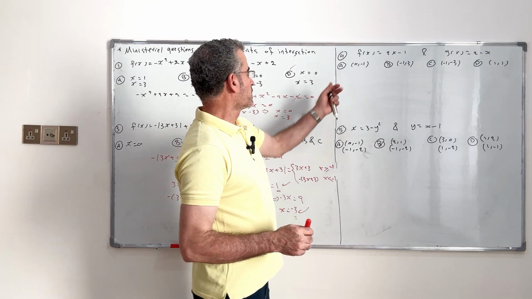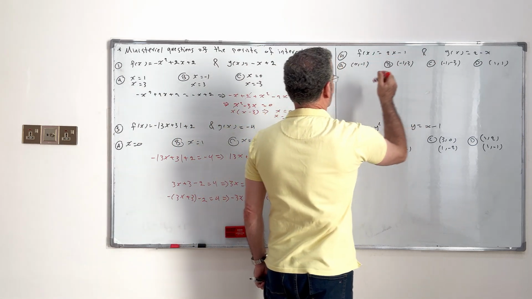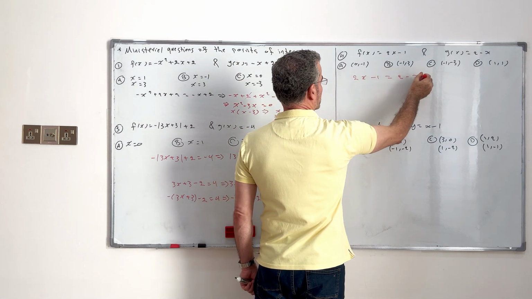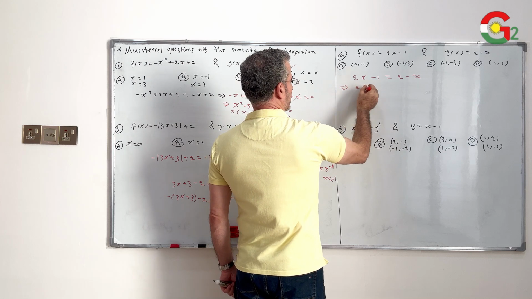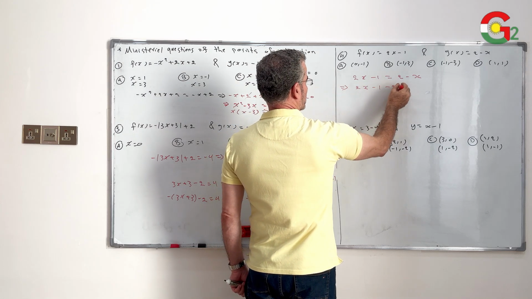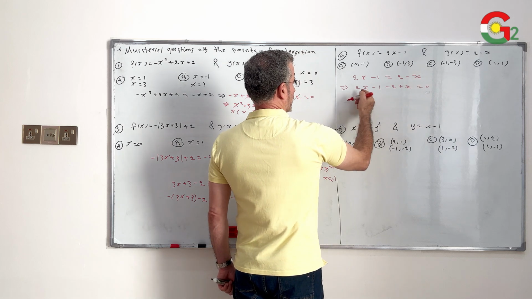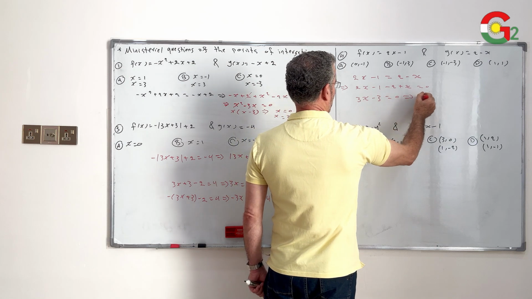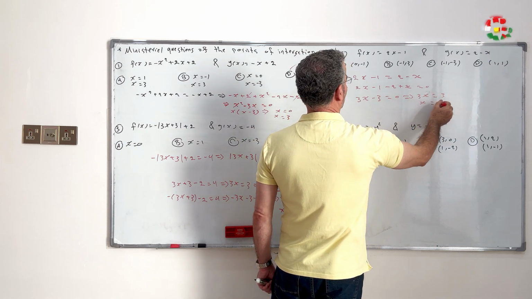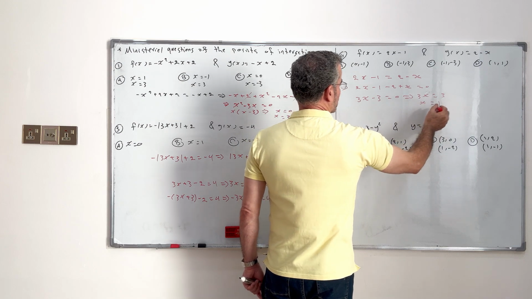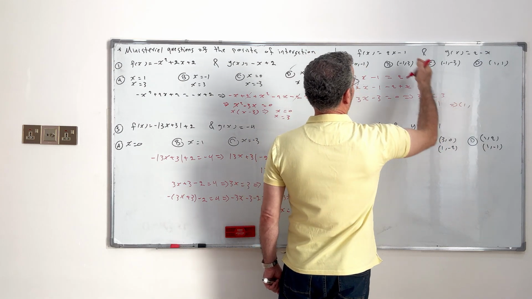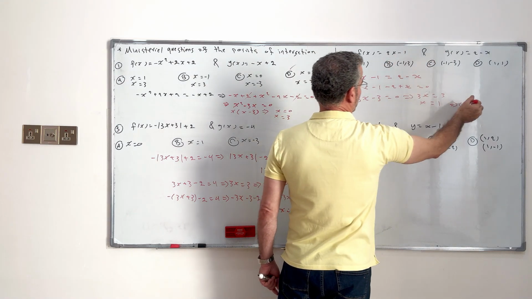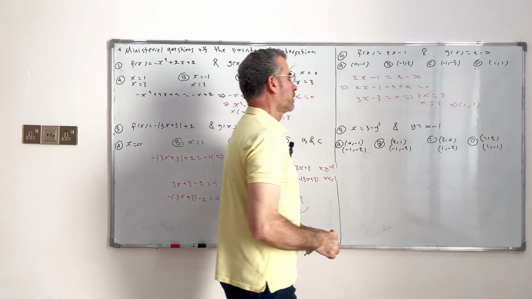Example or question number 4, find the intersection point of these two graphs. Two linear graphs, it is easy. 2x minus 1 equal to 2 minus x. Take it to one side, 2x minus 1 minus 2 plus x equal to 0. 2x plus x, 3x, minus 1 minus 2, minus 3 equal to 0. Then 3x equal to 3, then x equal to 1. To find the y coordinate, substitute in one of these two functions. 2 times 1, 2 minus 1, it is 1. So 1, 1, choice number D.